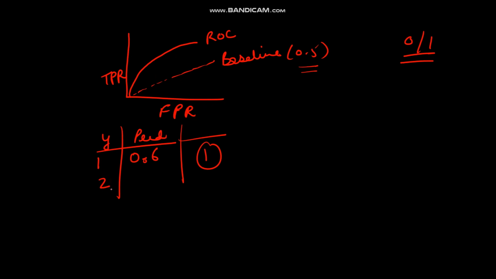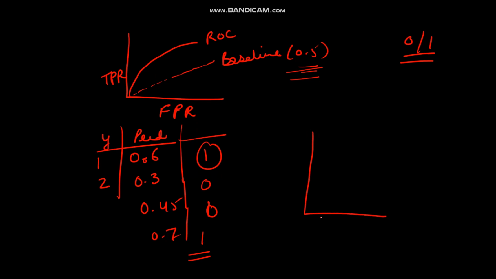Now suppose there is another value which is predicted as 0.3. This is lower than the base value, so it will be predicted as 0. Suppose in another case we have 0.45, which is again less than the baseline value, so it will be counted as 0. Similarly, if there is a value like 0.7, it will go into the category of 1. So this is how we calculate the values which are to be plotted along this line.